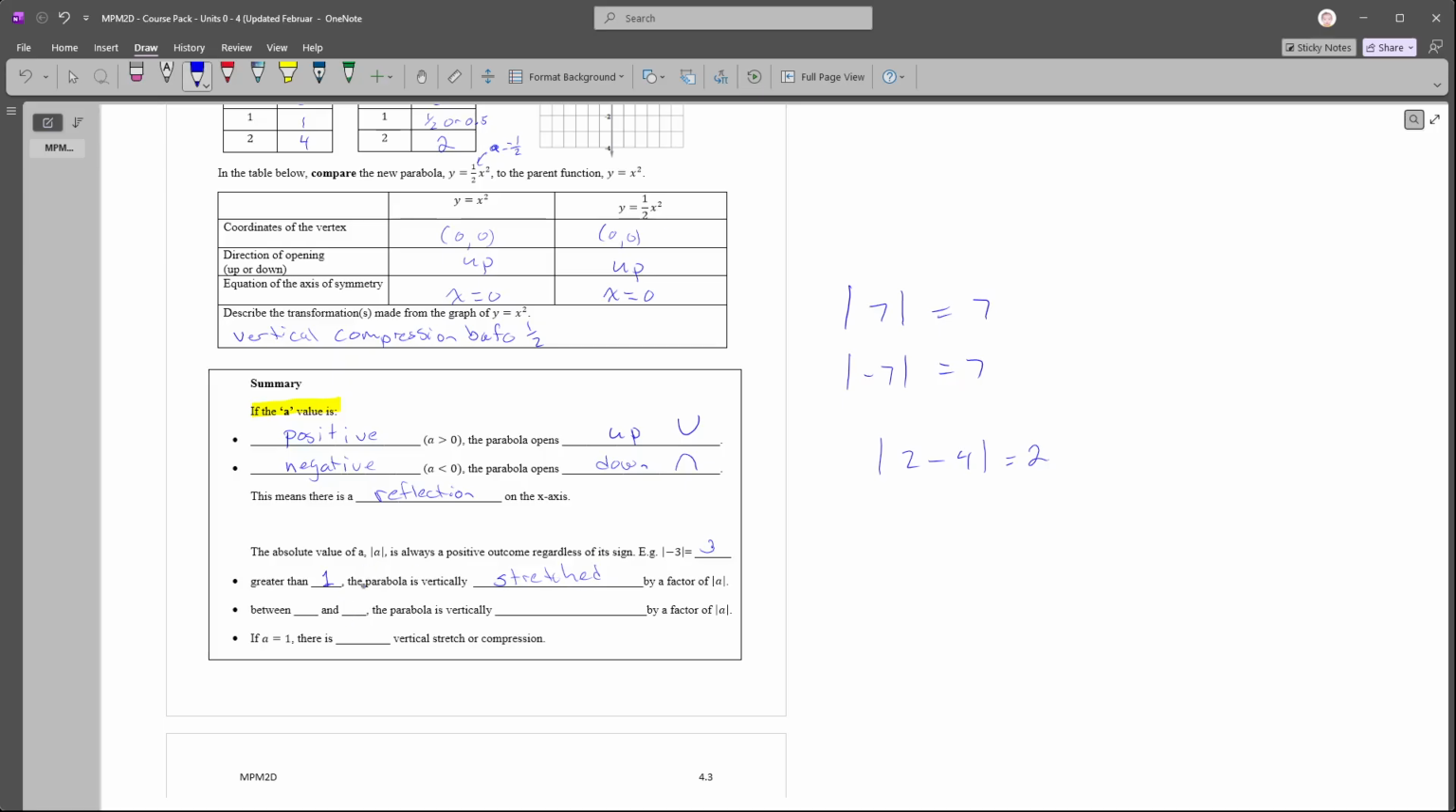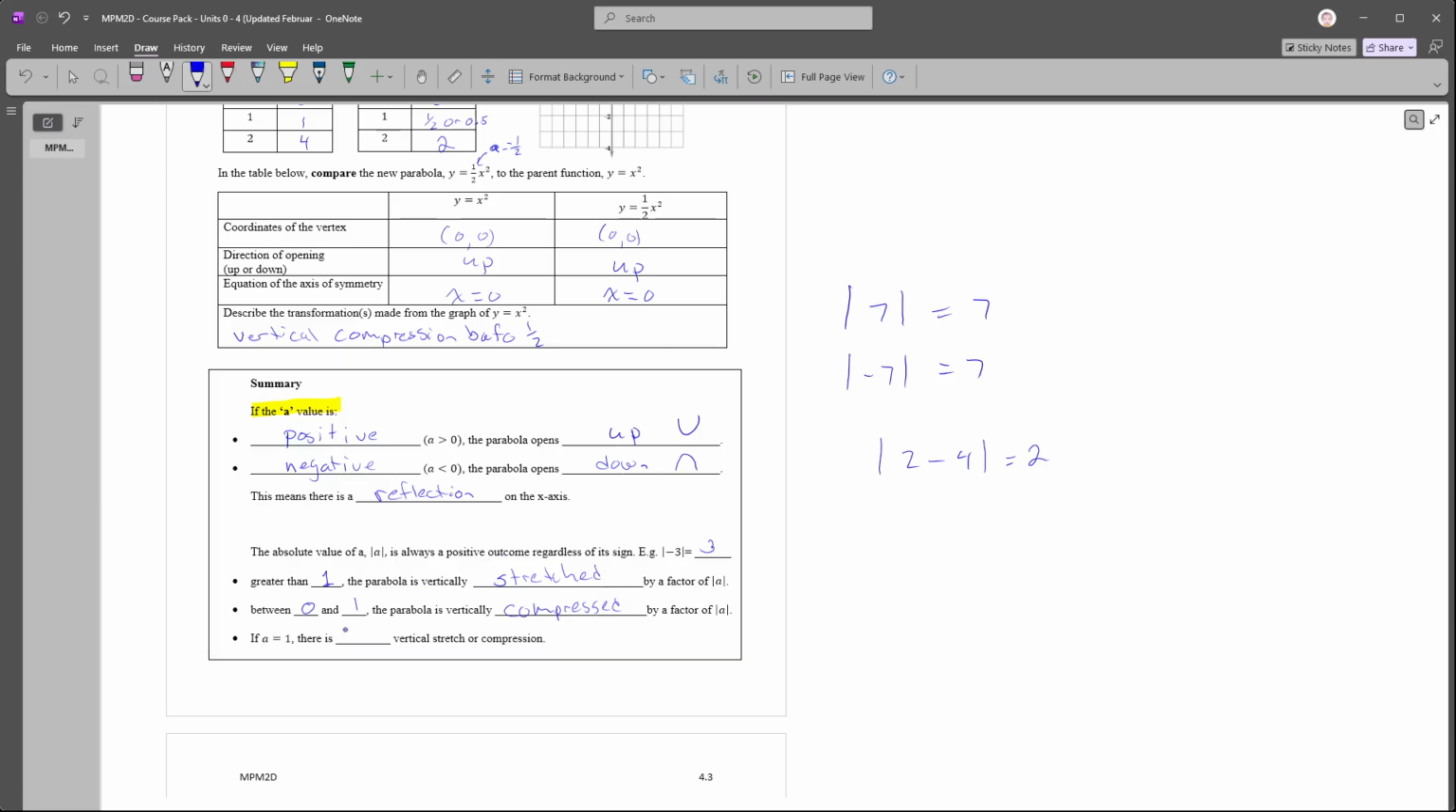Similarly, if you have an a value that is between 0 and 1, so maybe it's 0.5, maybe it's 0.3, that means the parabola is going to be vertically compressed. Remember, we're talking about the magnitude of a here, the absolute value. That's why we don't have to check negative values. So if it's greater than 1, it's being stretched. If it's between 0 and 1, it's being compressed by that factor of the absolute value of a.